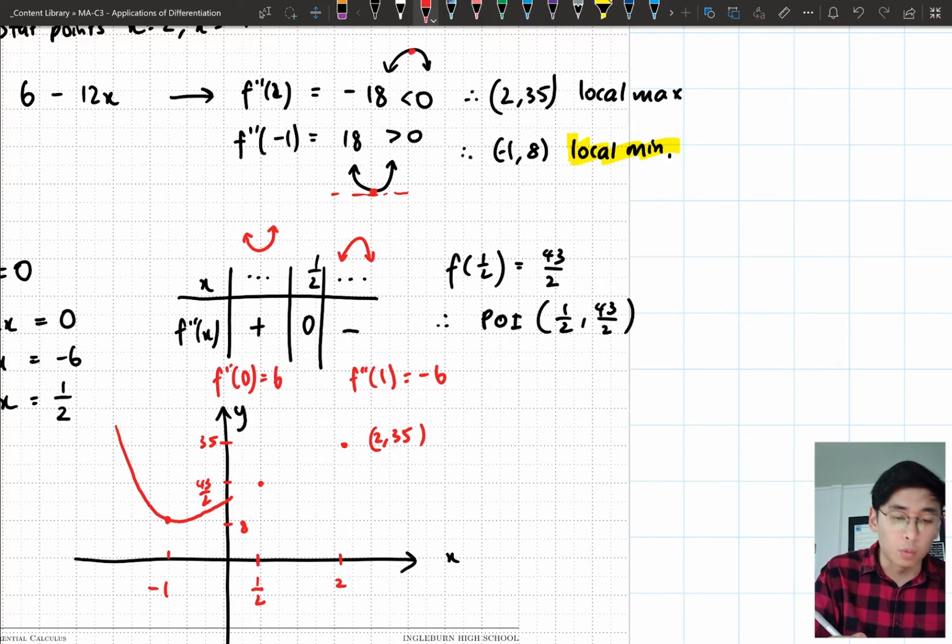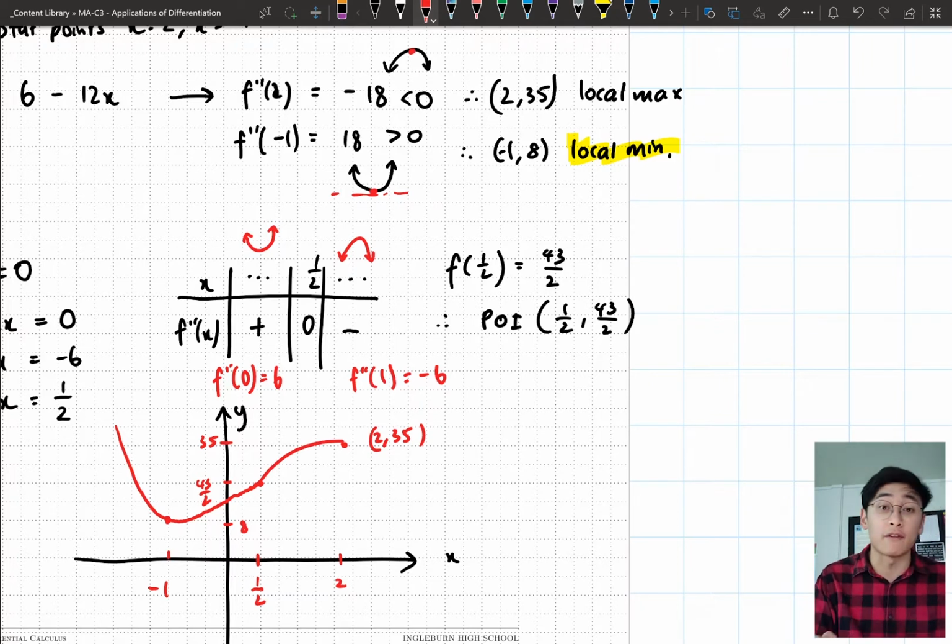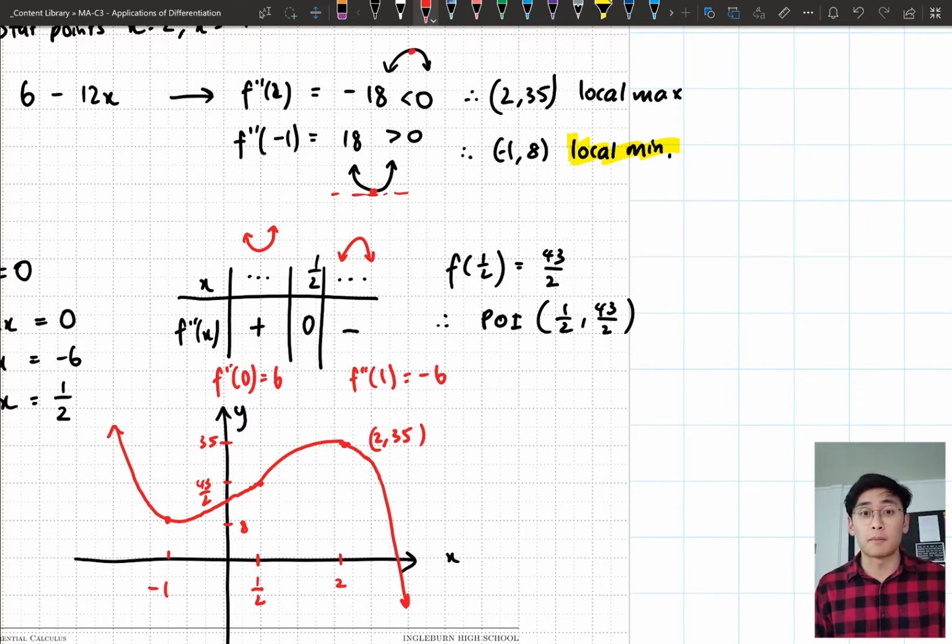And then I'm going to have to cross the y-axis. Now I'm going to find the y-intercept in a moment. And here I've got a point of inflection, so it changes from concave up to suddenly concave down. And I've got a local maximum at 235, and then from there, I've just got this guy here. Okay, so the additional thing that I might want to add is my y-intercept at this point over here.